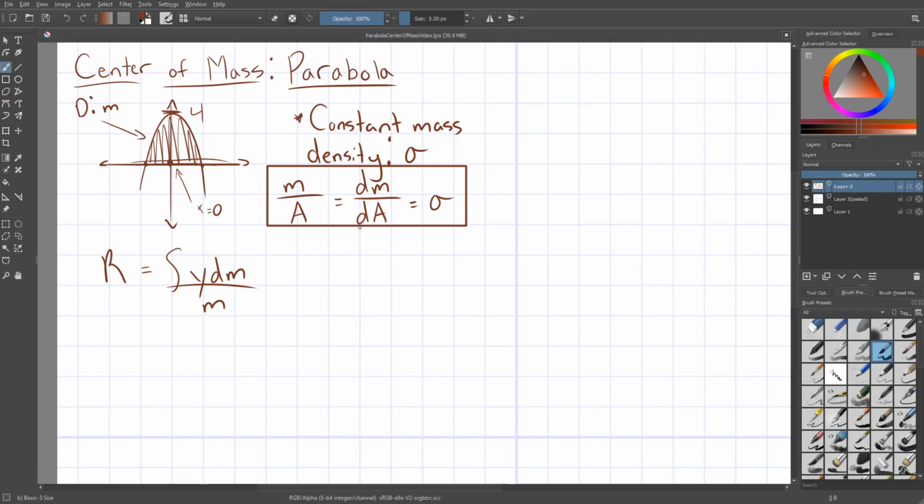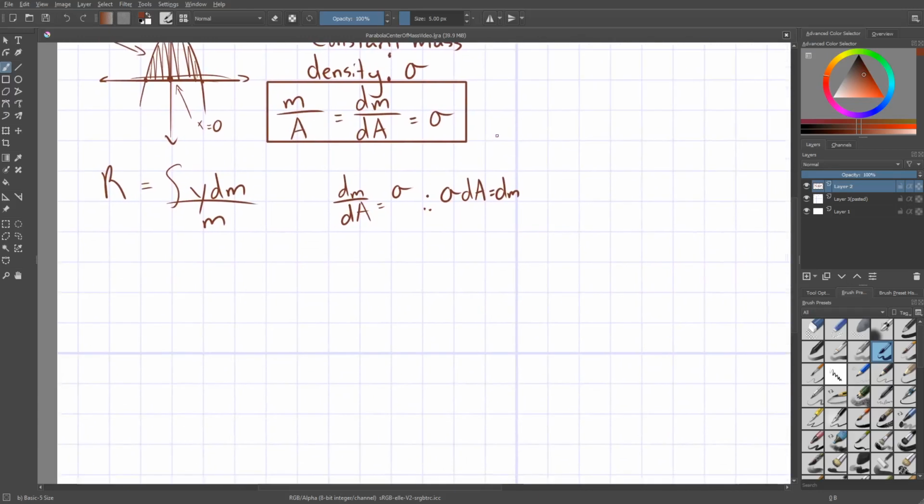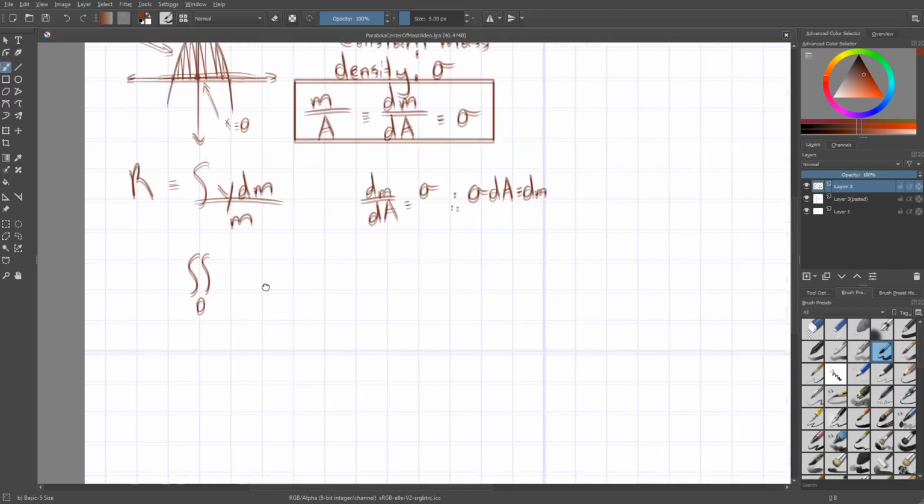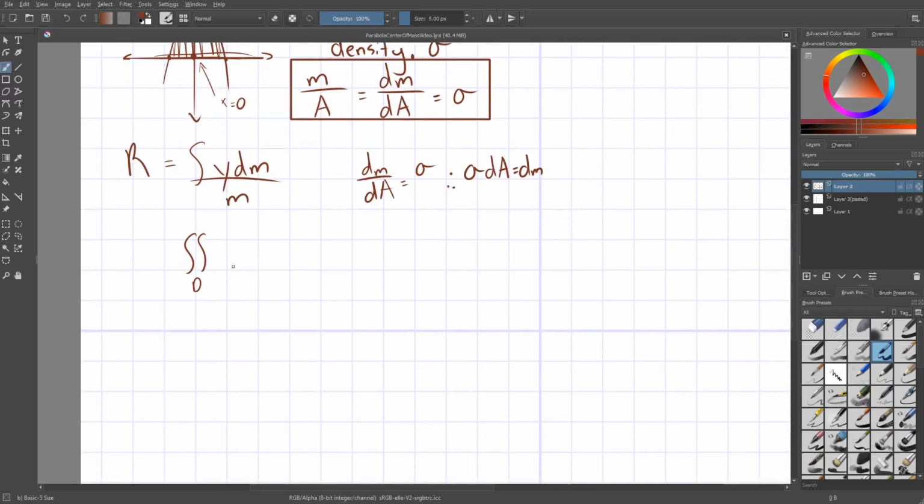So, unfortunately, I already stated a condition that allows us to do that. And that is that dm over dA equals sigma. So therefore, sigma dA equals dm. So we're going to make that substitution right now. And we can write this as a double integral, right? Because we're looking at dA over our domain D. Just to be clear, we're looking at the domain D here of y sigma dA over M.